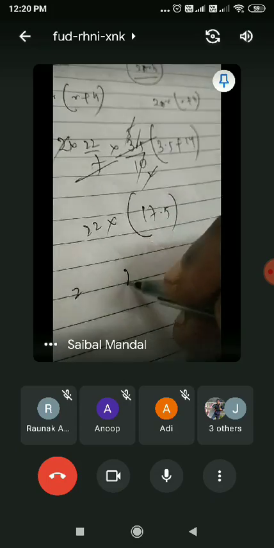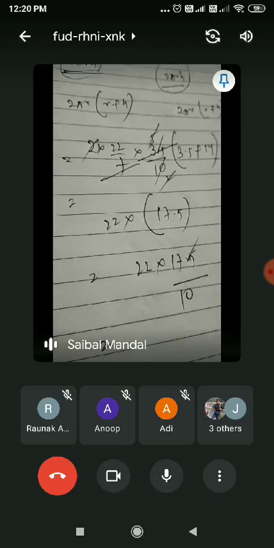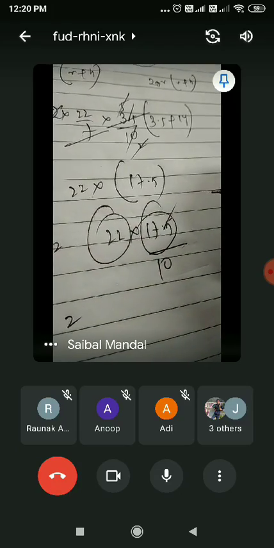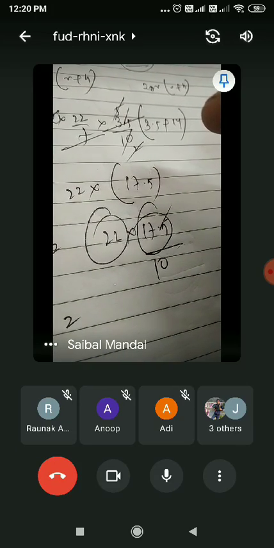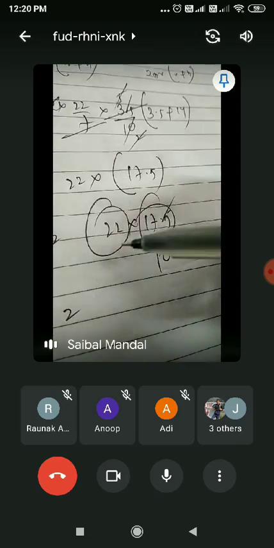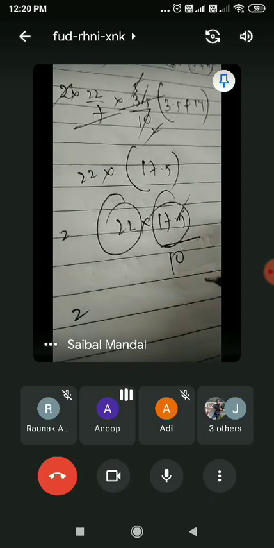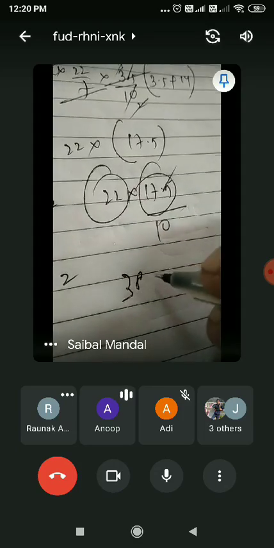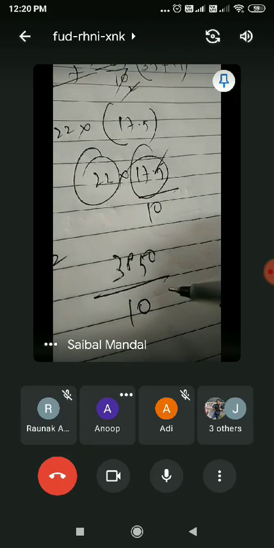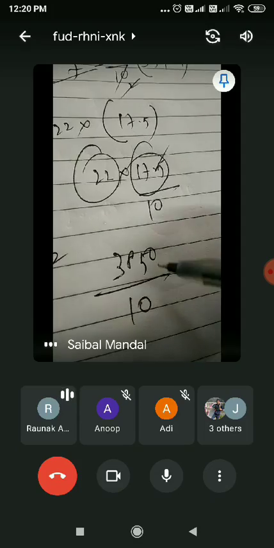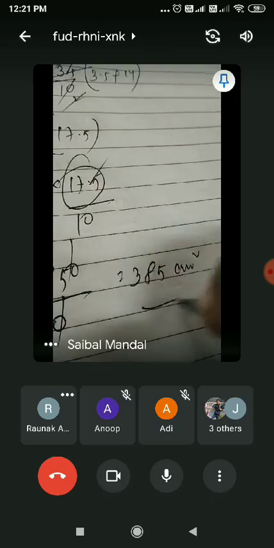17.5. 22 into 17.5. Remove this point, you will get 10. Children, please multiply 22 and 175. Find the product of 22 and 175. Sir, 3,850. Divide by 10. Yes, sir. 0 got cancelled. 385 centimeter square.